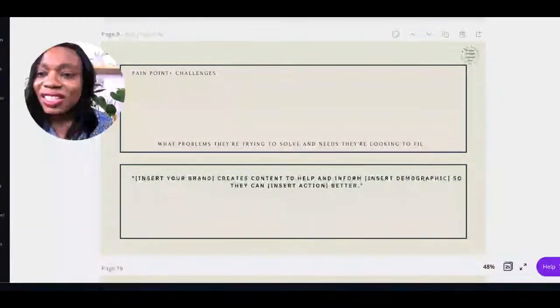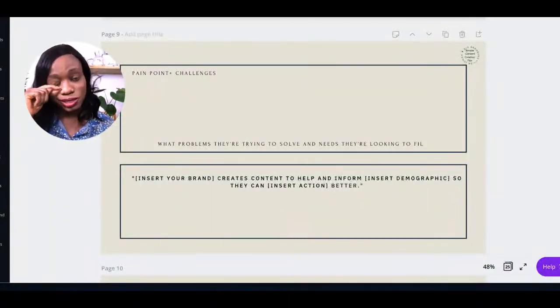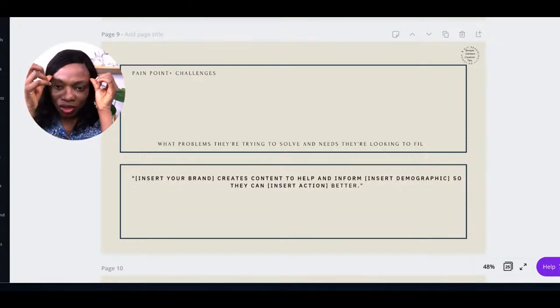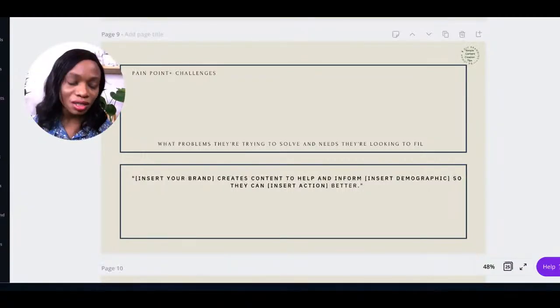I help interior designers generate consistent income. Okay, so Olabisi helps interior designers. Specific, fantastic. But we have to get to what demographics of interior designers later so that they can generate consistent income. Wonderful. So then your page will be talking about income generation.